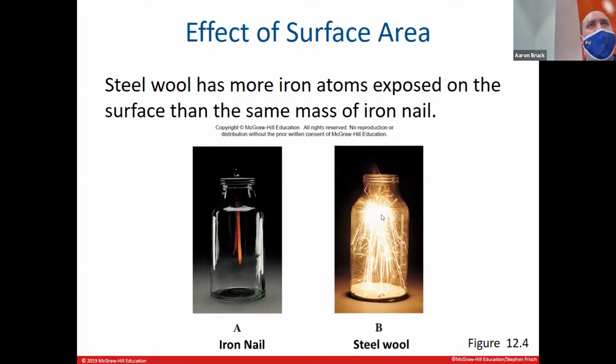Now, nothing has changed between the two panels. We have the same ingredients, iron and oxygen. We have the same masses of each ingredient. The only thing that is different is that steel wool has separated those iron strands from each other, and we now have more surface area of iron with which to react.